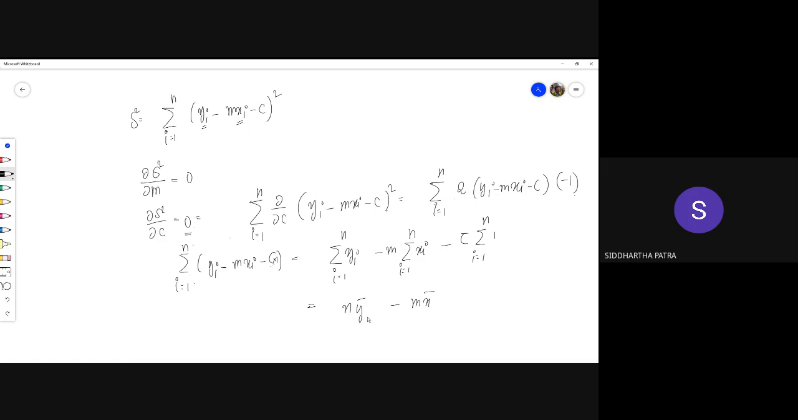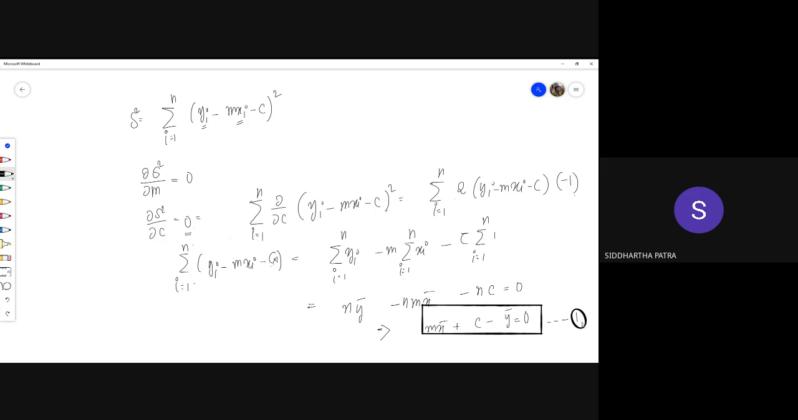By definition, this is m times n times x bar plus n times c minus n times y bar equals 0, or in other words m x bar plus c minus y bar equals 0. And let's call that equation 1.